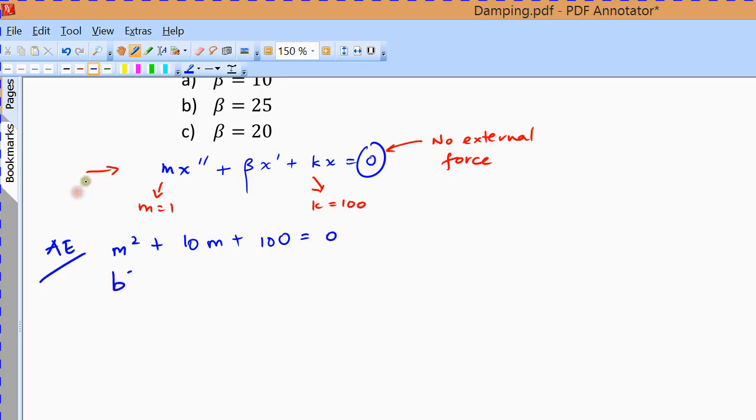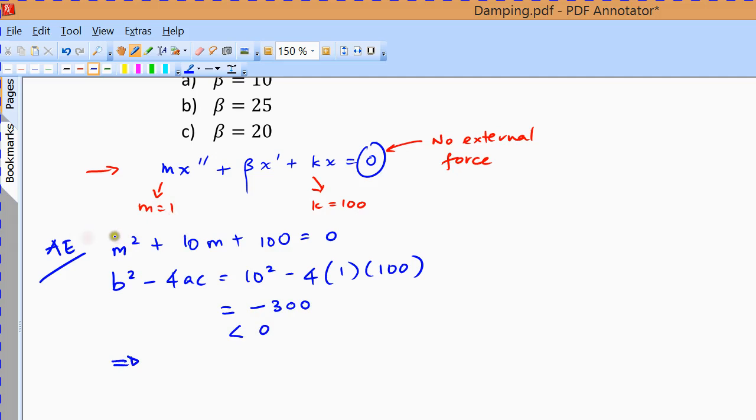So what we need to find is b² − 4ac, which in this case is 10² − 4 times 1 times 100. This is 100 − 400, which is −300, which is less than 0. This means that this quadratic equation has complex roots. Complex roots would indicate that our system is underdamped. So underdamping occurs in this case.